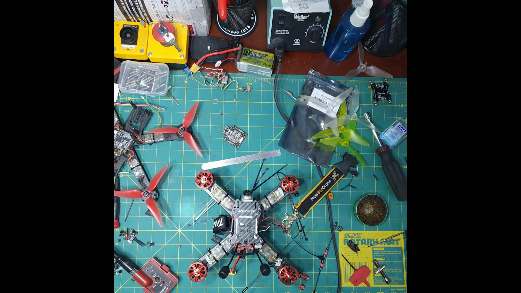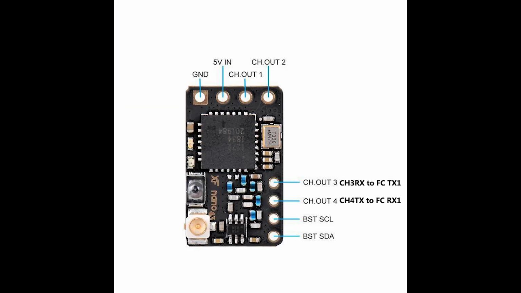Alright, so the first thing you're going to want to do is make a connection from channel 3 and channel 4 on your Nano to an open aux port on your flight controller. Now for my connection, I've chosen TX1 and RX1. So we'll make a connection from channel 3 to TX1 and from channel 4 to RX1.